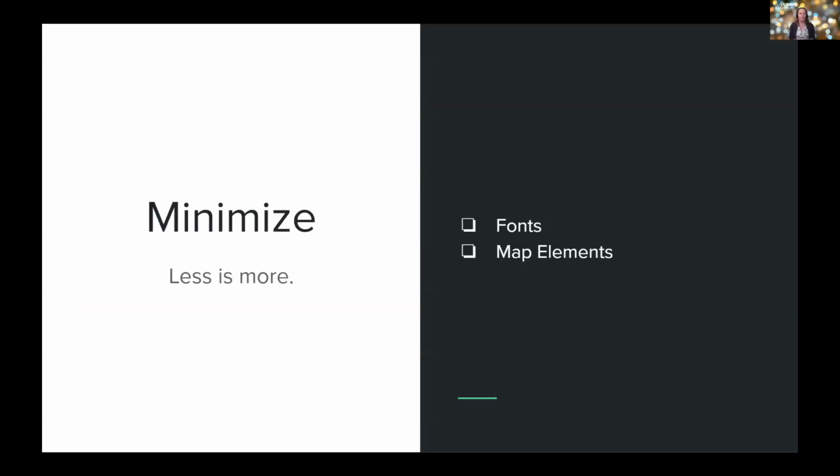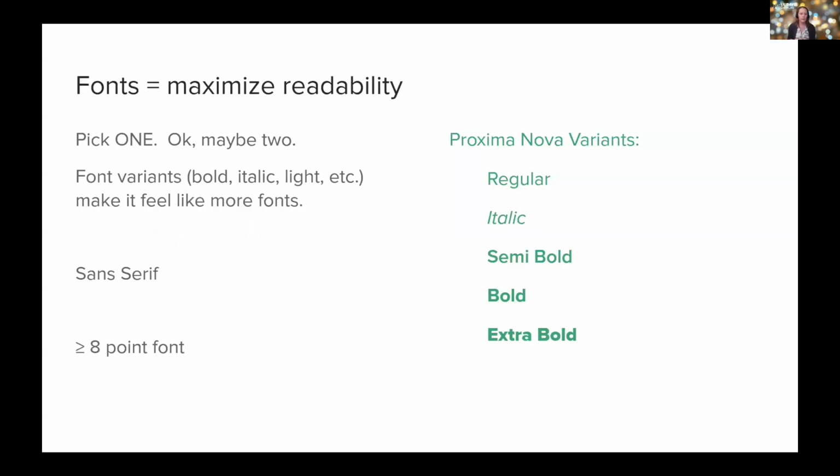Okay, so the second concept is to minimize. Less is definitely more when you're making good maps. And we're going to focus on two aspects of that today, which is our fonts and our map elements. So starting with the fonts, we want to maximize readability. And the way we're going to do that is we're only going to use one font, maybe two at most. So don't go wild with the fonts. You're going to really try to use just one. You can use different font variants like bold and italic, light, things like that.